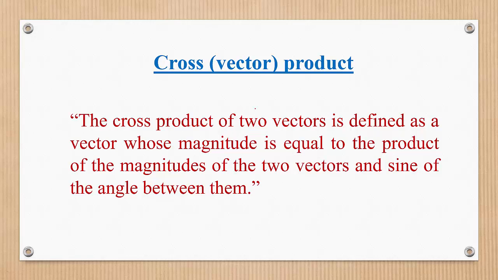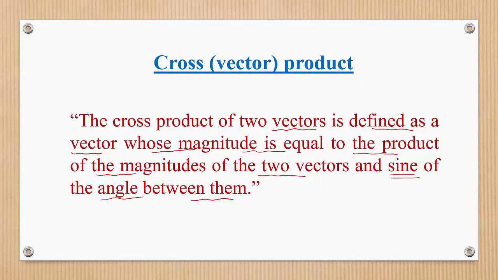The cross product of two vectors is defined as a vector whose magnitude is equal to the product of magnitudes of two vectors and sine of angle between them. What is the definition of cross product? The cross product of two vectors is defined as a vector whose magnitude is equal to the product of magnitude of two vectors and sine of angle between them.